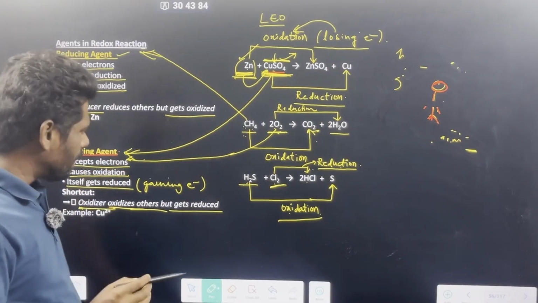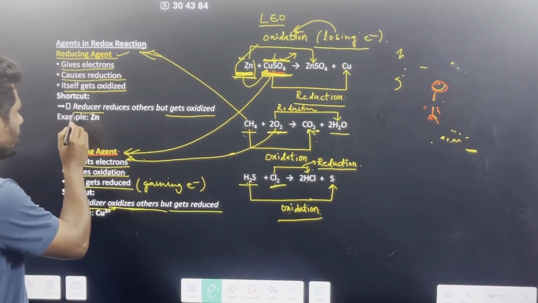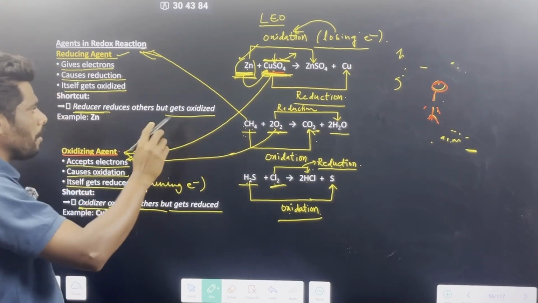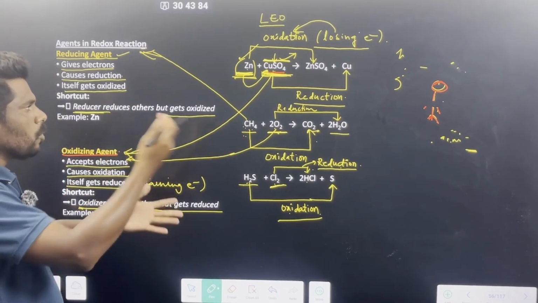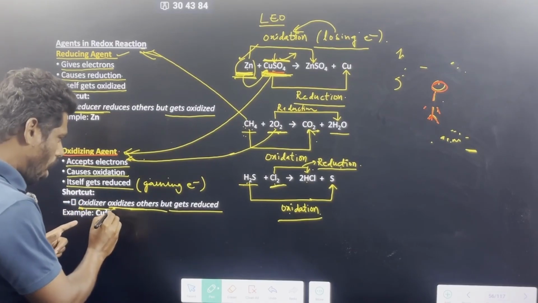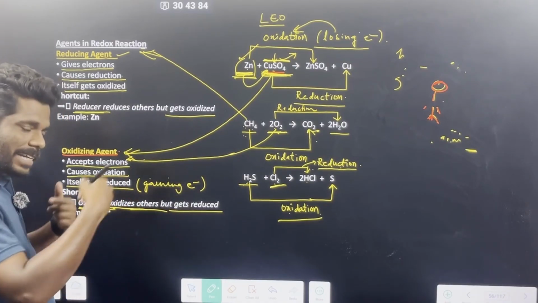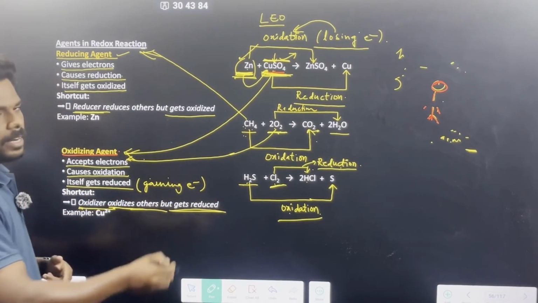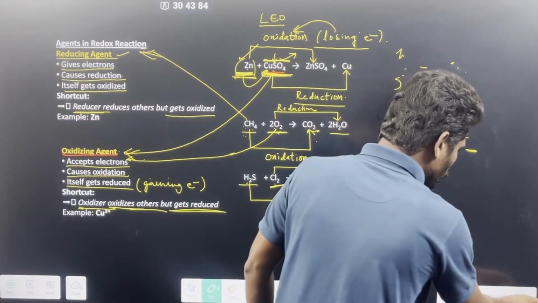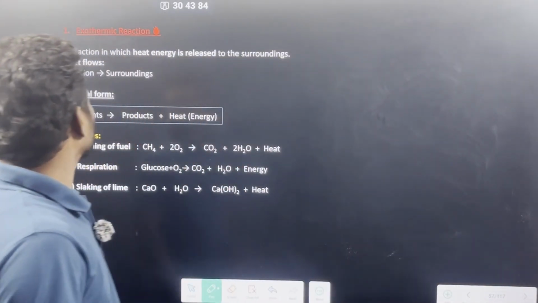So always keep in mind the two shortcuts. A reducing agent or reducer reduces others, but itself it undergoes oxidation. An oxidizing agent oxidizes others, but itself it undergoes reduction. That is the shortest trick you have to remember to answer any kind of question.